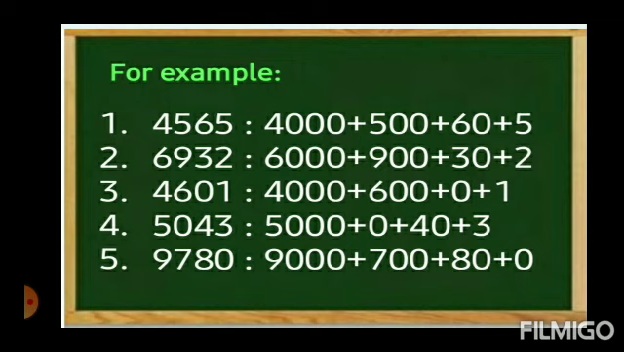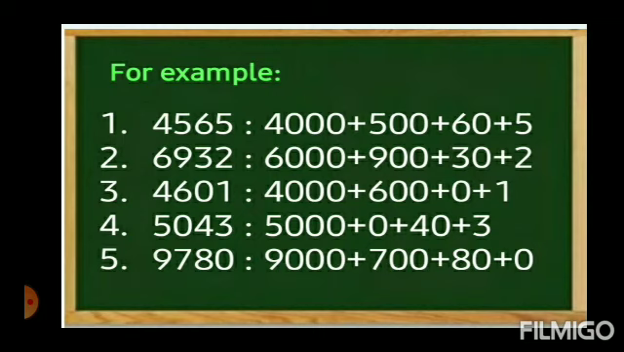Coming to the fourth one, 5043. Here where is the 0? 0 is in the hundreds place. So 0 into 100 is equal to 0. Then we put 0 in the hundreds place. 5 is in the thousands place, 5000. Plus 0 in the hundreds place, plus 4 in the tens place, 40. 3 in the ones place, 3. Therefore, the expanded form of 5043 is 5000 plus 0 plus 40 plus 3.